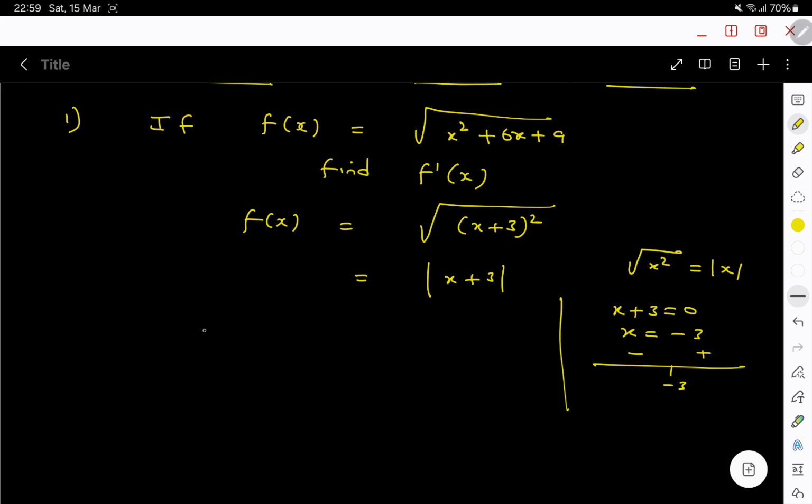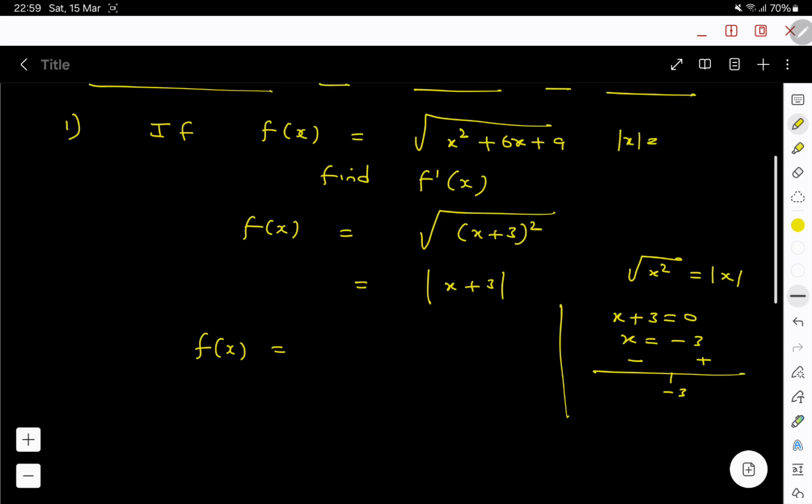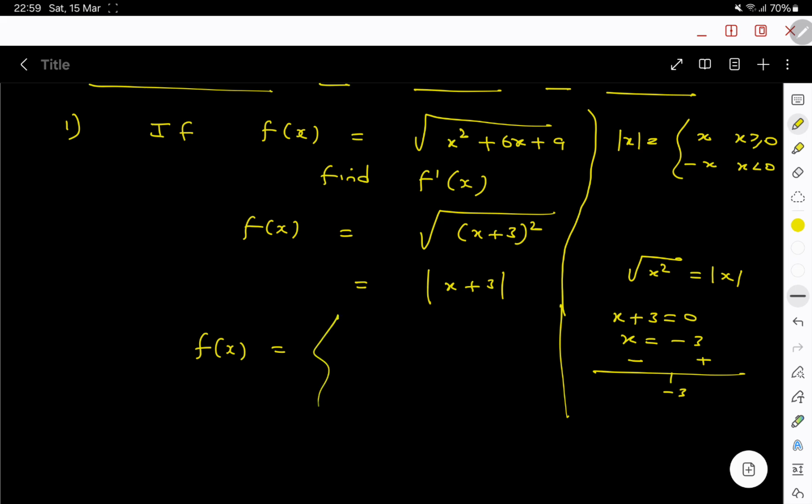Okay. So we know mod of x. Mod of x is defined as: if x is greater than or equal to 0, mod of x is x. Less than 0, mod of x is defined as minus x. Okay. Similarly, we write mod of x plus 3 as, for x less than minus 3, okay, x plus 3 is negative. So mod of x plus 3 becomes minus of x plus 3. Okay.